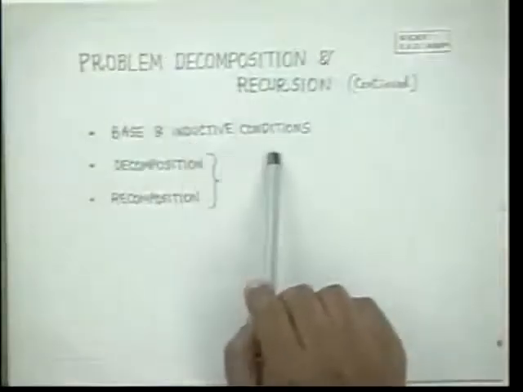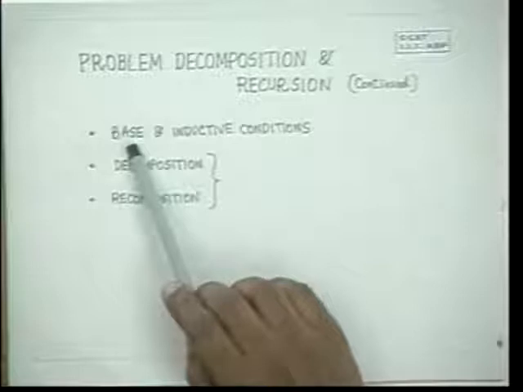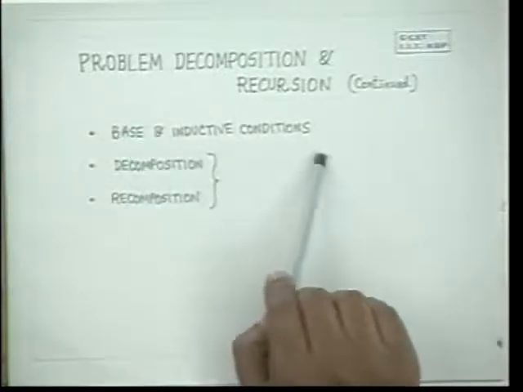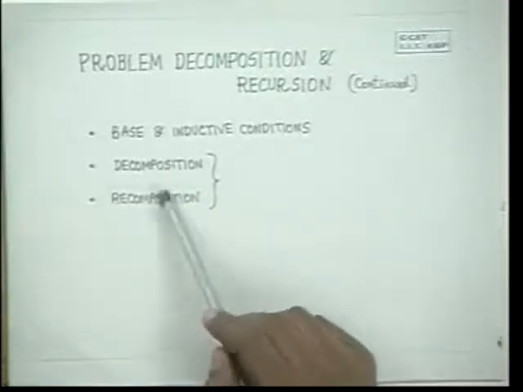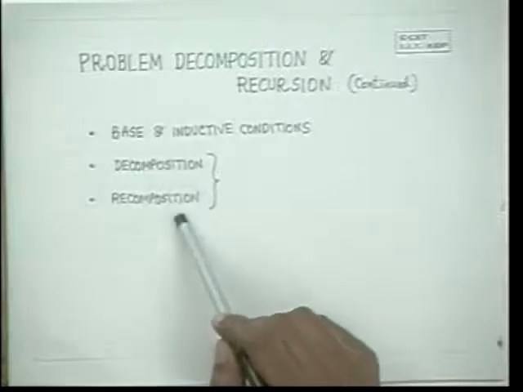We'll continue our study of problem decomposition by recursion. If we recall, we had decided that our problem will be written in a recursive manner by a principle in which we have two parts: the base condition and the inductive conditions. The base condition specifies what will happen on the boundaries of the recursion, and the inductive condition specifies the problem decomposition.